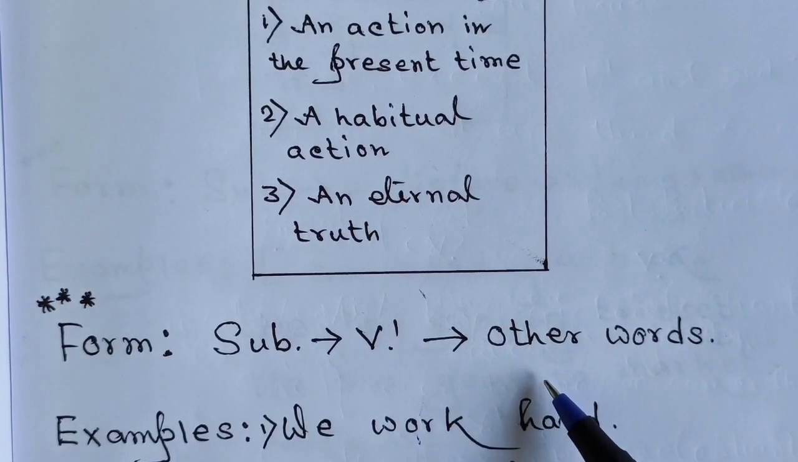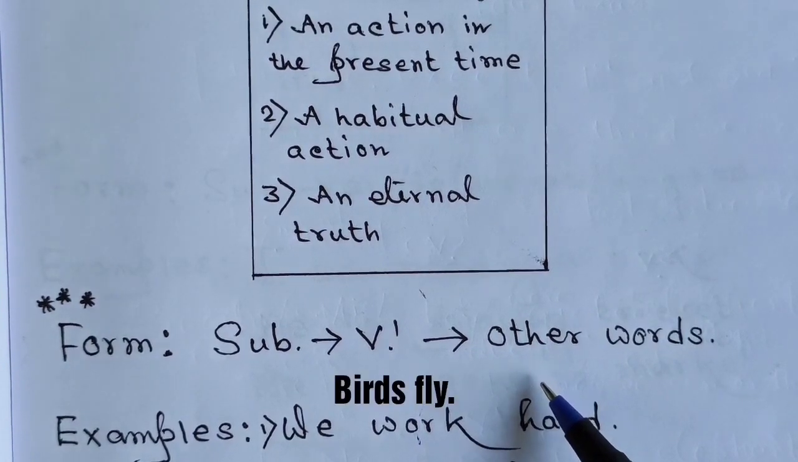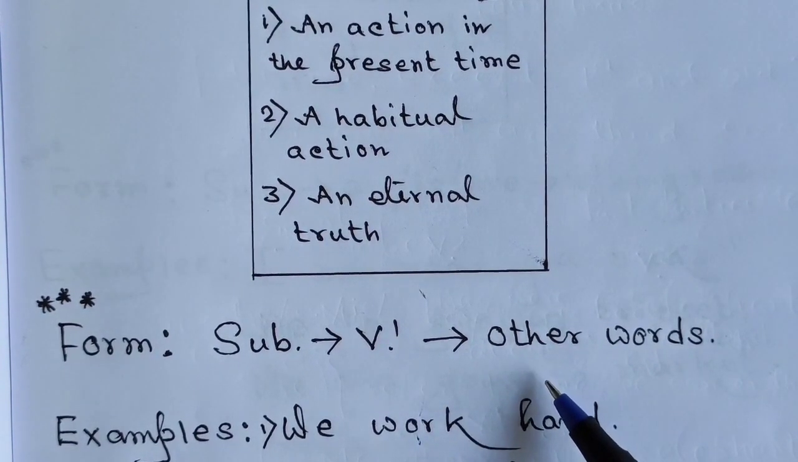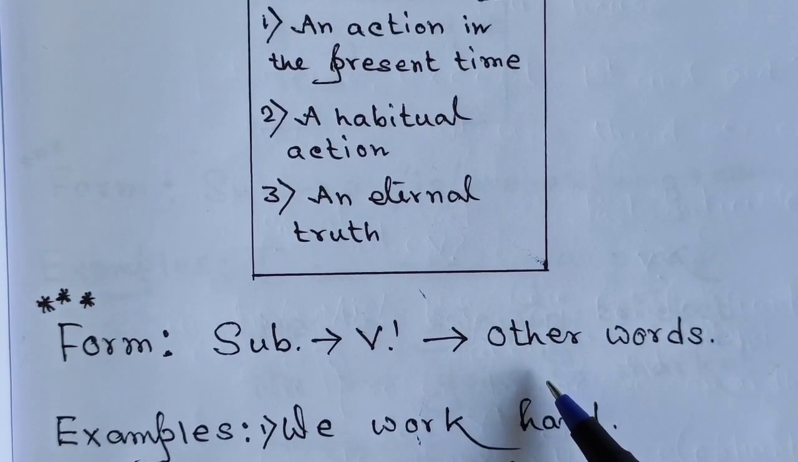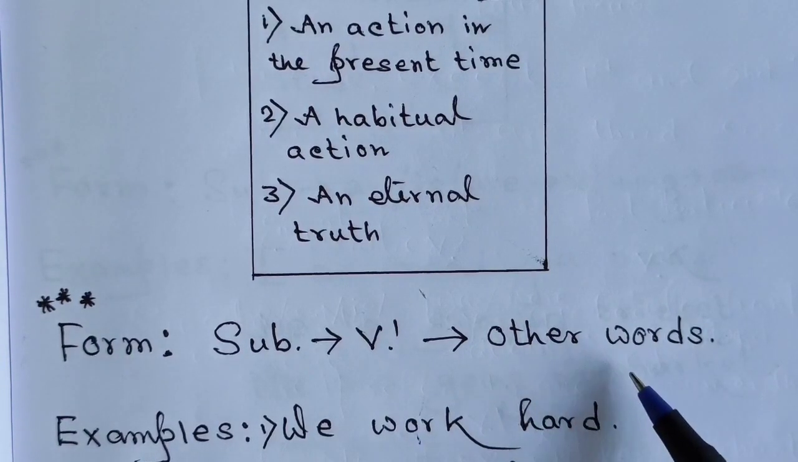Like we can say birds fly, there is no object, or we can say birds fly in the sky, there is no object, so we are not supposed to write object. I think it's better to write other words, because other words include the objects as well.